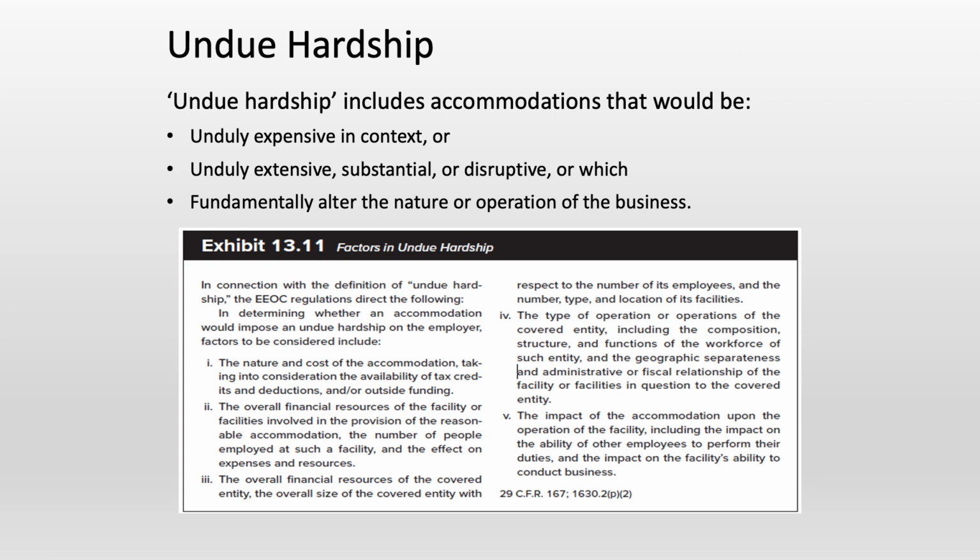So, reading 13.11, what are the factors in undue hardship? The nature and cost of the accommodation, taking into account the availability of tax credits and deductions or outside funding. The overall financial resources of the facility or the facilities involved, and the number of people employed, et cetera, et cetera. The overall financial resources of the covered entity, the overall size of the covered entity with respect to the number of its employees, et cetera, et cetera.